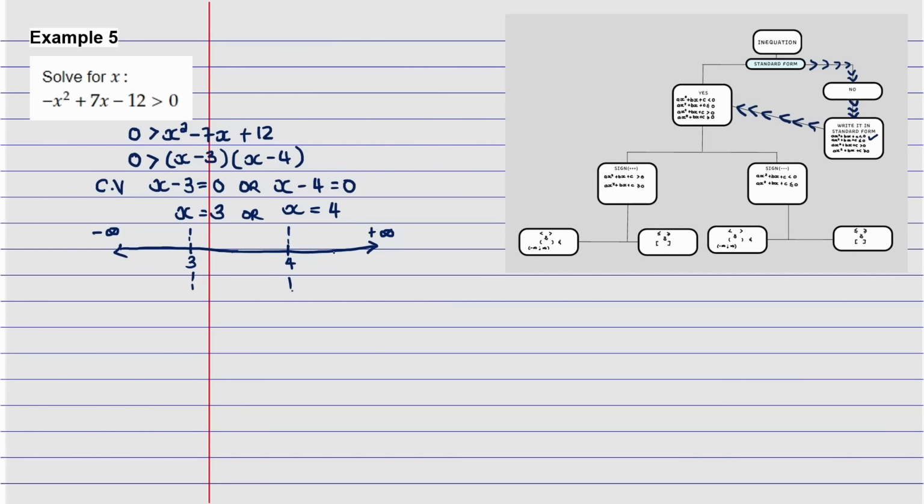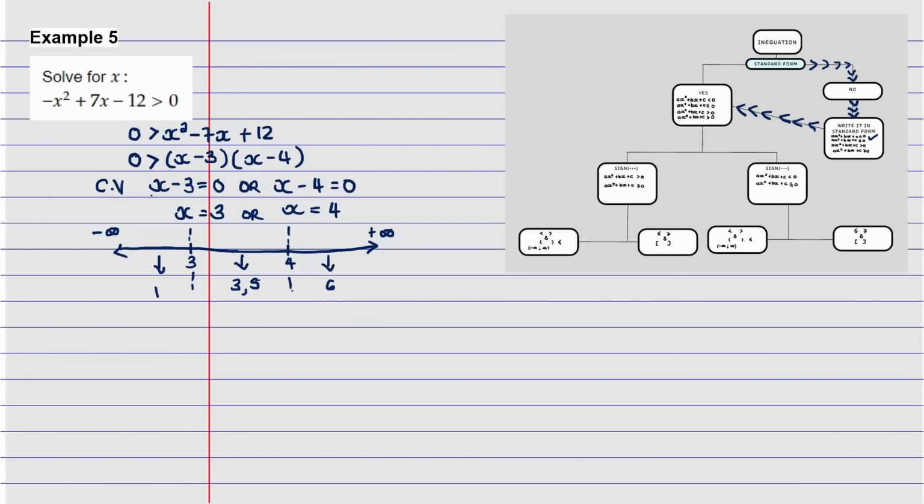Then now, what we need to do is pick a number between negative infinity and 3, right? So when we pick a number between negative infinity and 3, I'm going to pick 1 here, right? Then we're going to pick a number between 3 and 4, which I'm going to pick 3.5, because that's a number that's between them. Then I'm going to pick a number between 4 and positive infinity, and I'm going to pick 6. You can pick any number that's between this range, right? So this is the number that I picked.